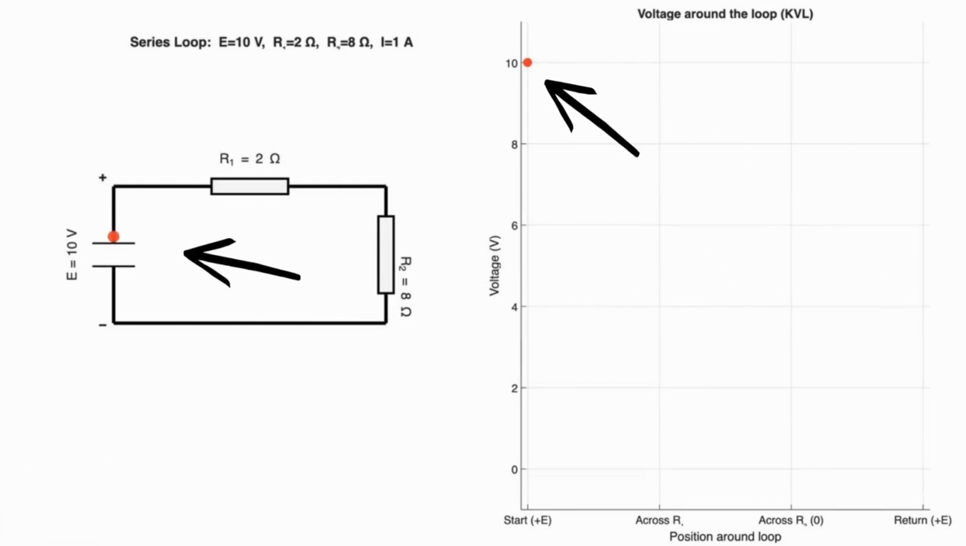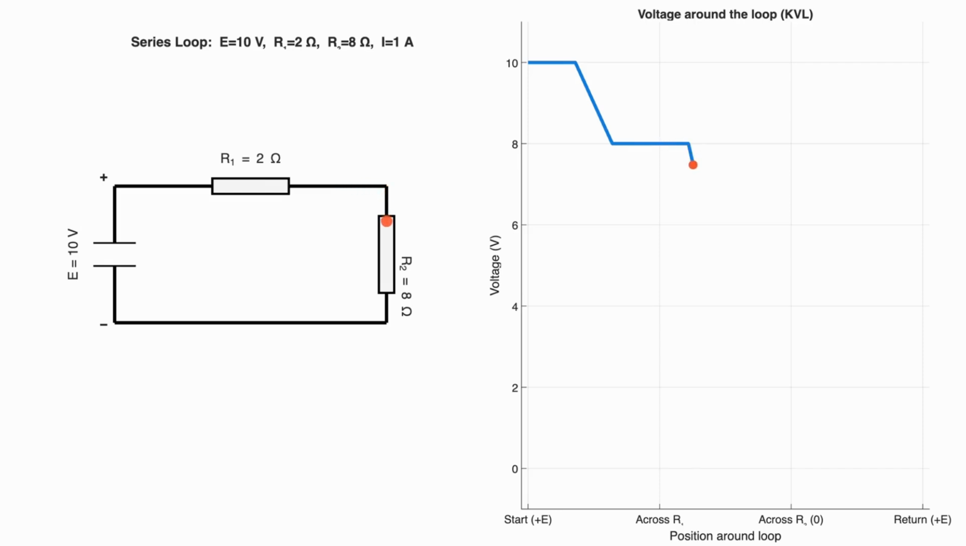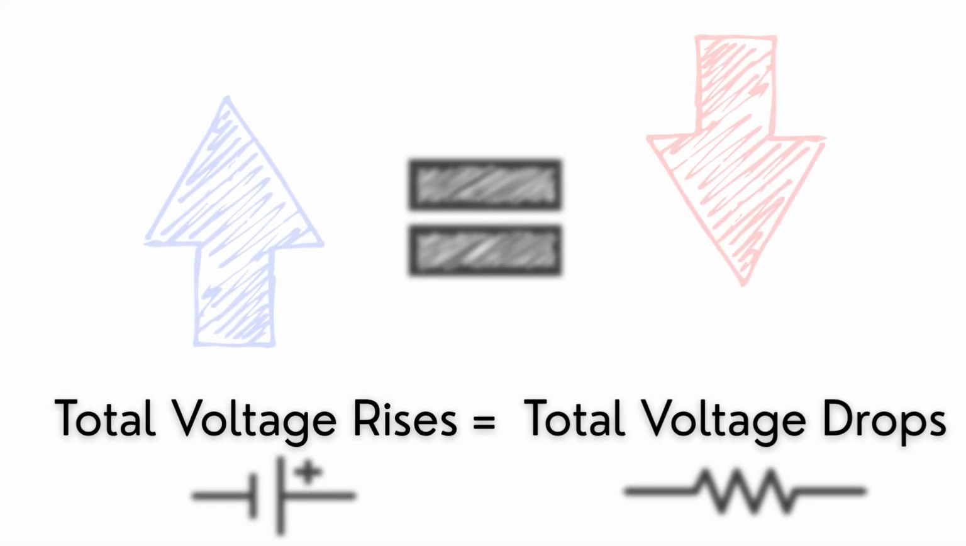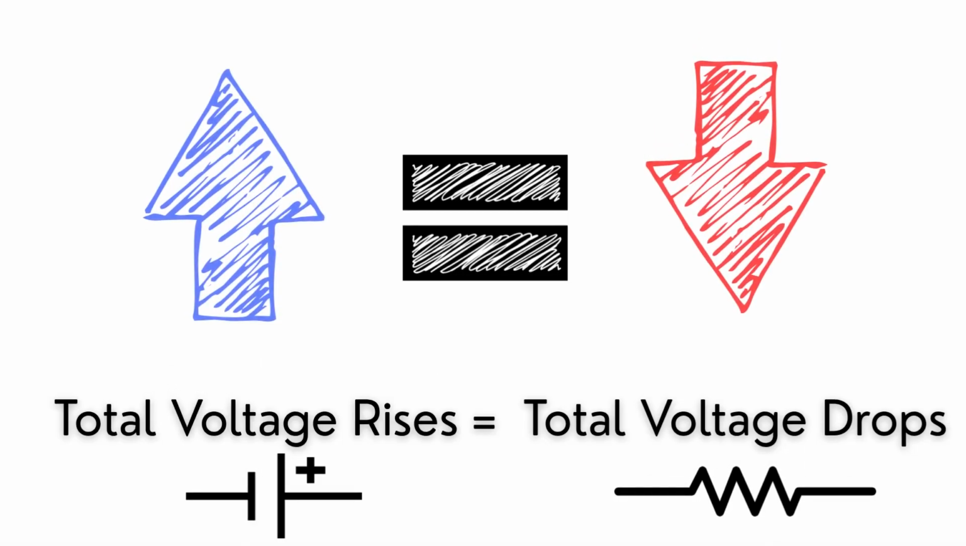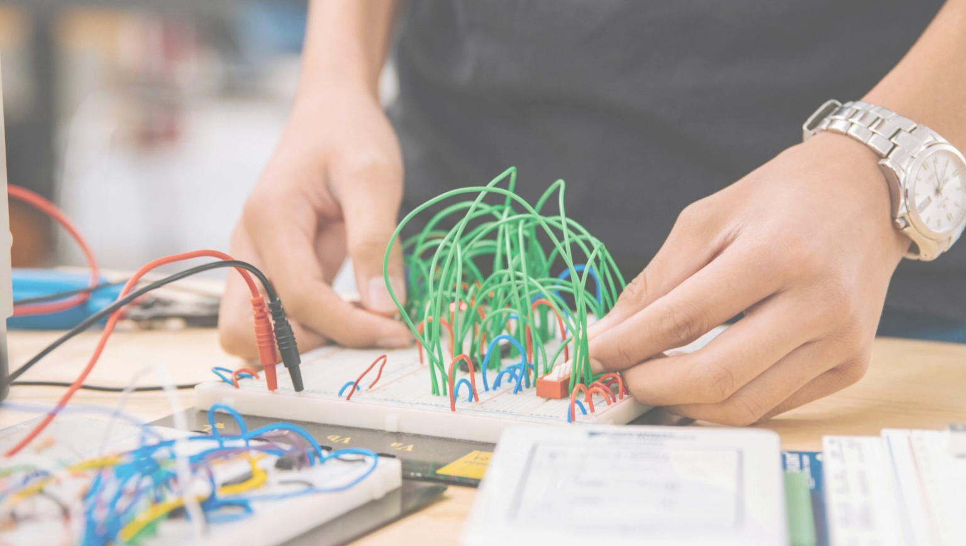Observe the voltage around the circuit, represented by the red dot, starting at 10 volts, then dropping to 8 volts after the 2-volt drop at R1, and then to 0 volts after the 8-volt drop across R2, finally returning to 10 volts at the battery. This shows Kirchhoff's voltage law in action. The total voltage rise equals the total voltage drops, so everything adds up perfectly around the loop.